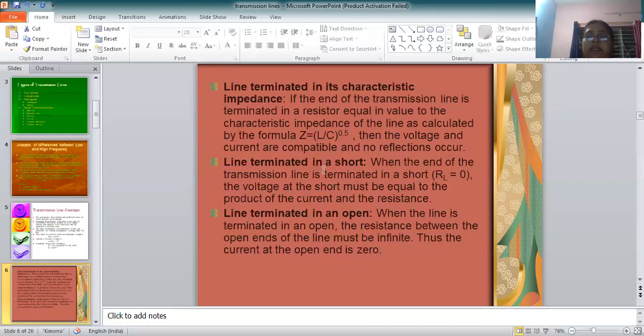When the line is terminated in a short circuit, the end of the transmission line is terminated in a short, RL = 0. The voltage at the short must be equal to the product of the current and the resistance. Line terminated in an open: when the line is terminated in an open, the resistance between the open ends of the line must be infinite. The current at the open end is 0.